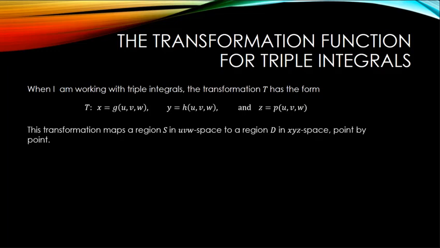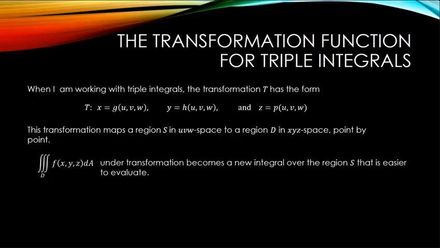This transformation maps a region S in uvw space to a region D in xyz space point by point. The triple integral over the region D of f of x, y, z dV under the transformation becomes a new integral over the region S that will be easier to evaluate. But we do still need a Jacobian to make the transformation work.